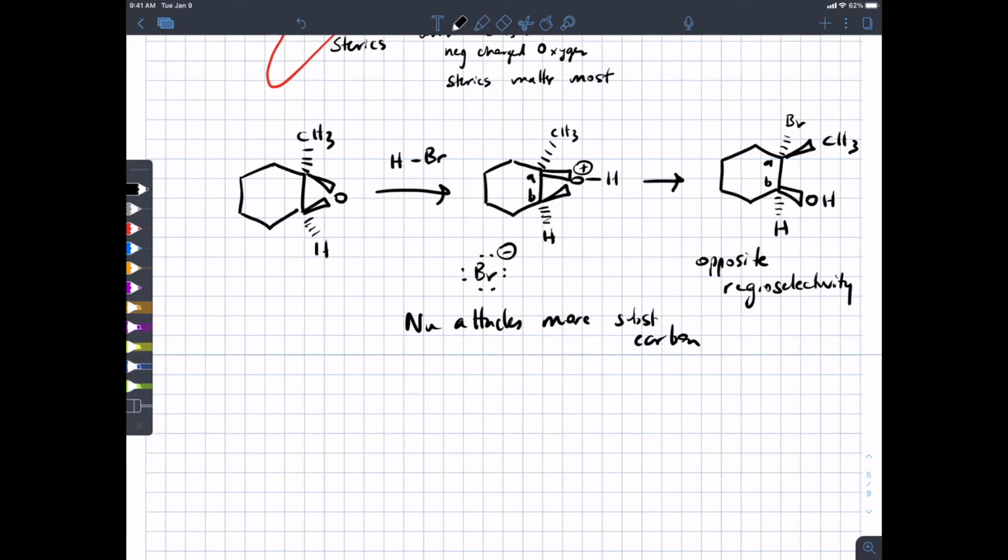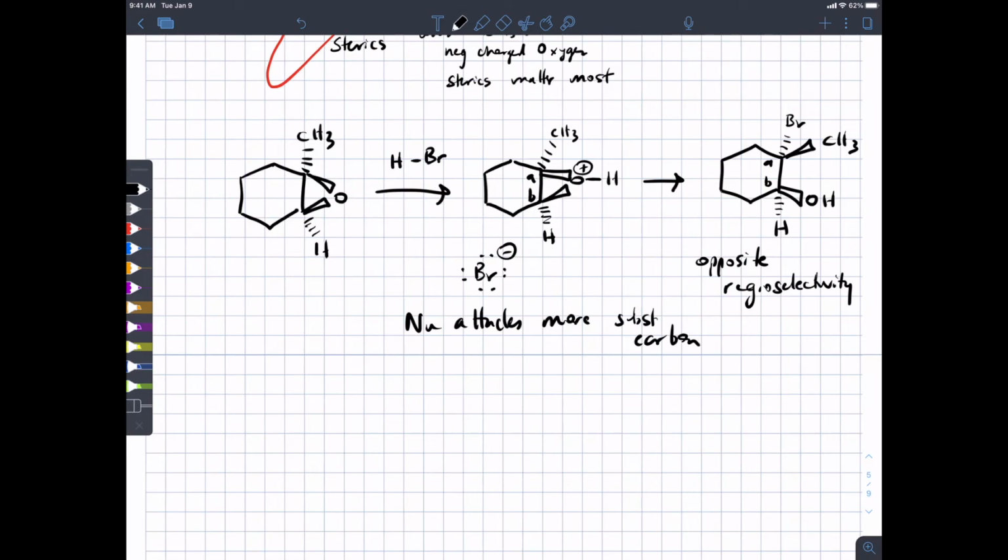Would you still get the other product just in smaller amounts? That is a great question. The answer is that sounds reasonable to me, though we're going to assume that the reaction is perfectly regioselective. It might not be in reality. All right, let's try to talk about why we get this opposite regioselectivity.